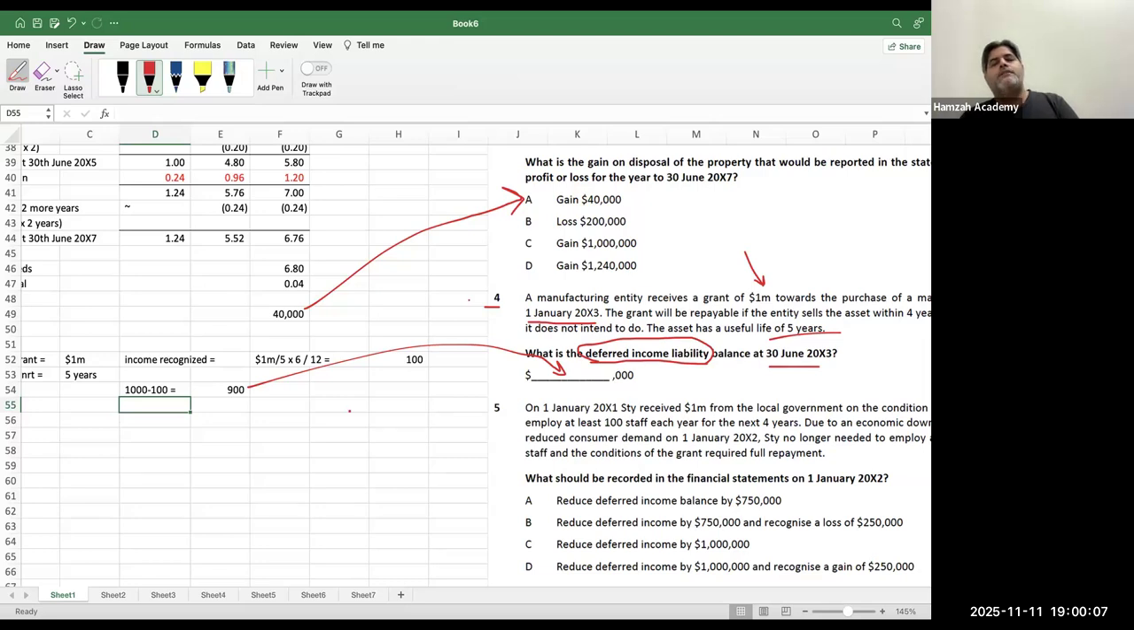Then, if it would have asked me what amount of the income is going to be recognized, the answer would have been 100,000 over here, right? Out of the 1 million for 6 months, 100,000 has been accounted for. So that's going to be shown as an income or the grant income over there in the income statement. And then the remaining amount is going to be shown over here at 900,000.